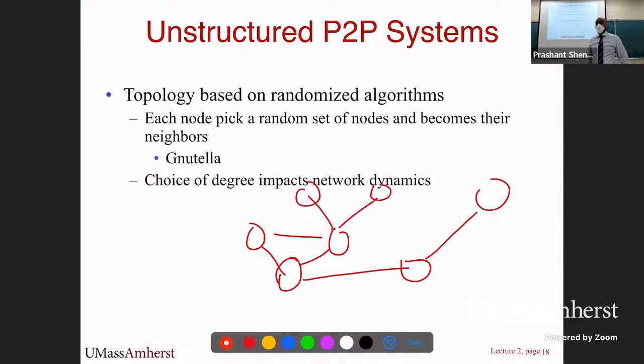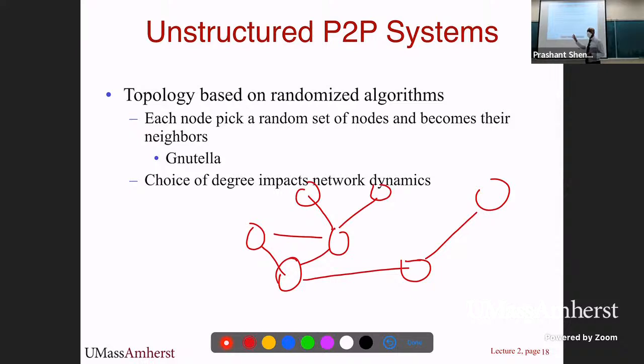So you have some number of peers that join the network. You pick k random peers and you form links to those peers. So those are your neighbors. And so this is how the network grows. There's no structure here, because you can join and pick any random peers as your neighbors. And then the idea is that in this case, if you want to query the network, you are essentially going to do flooding.